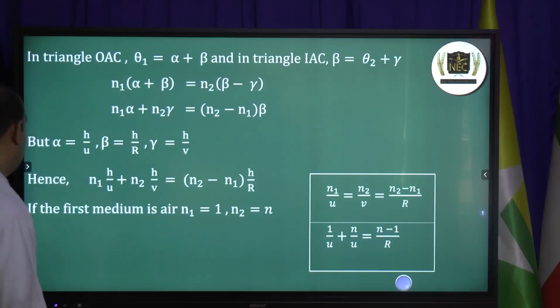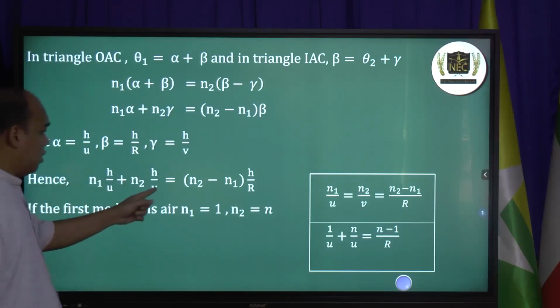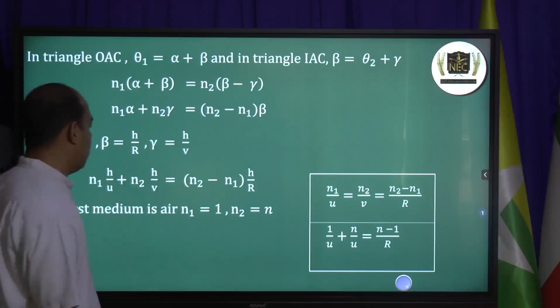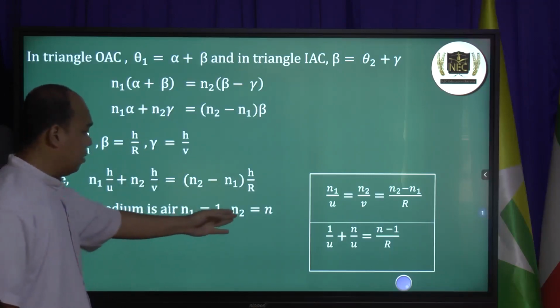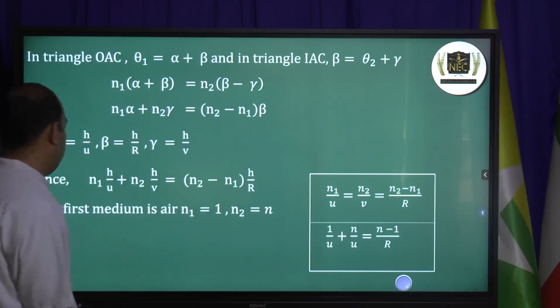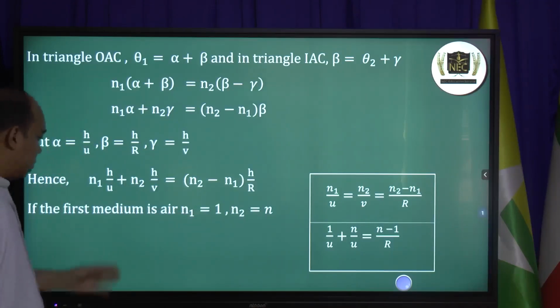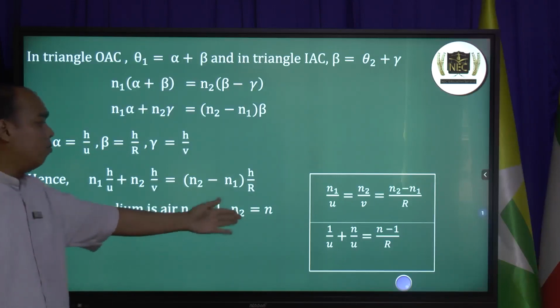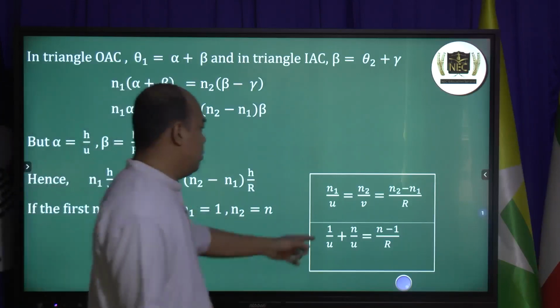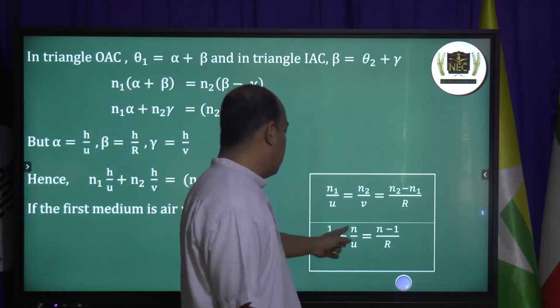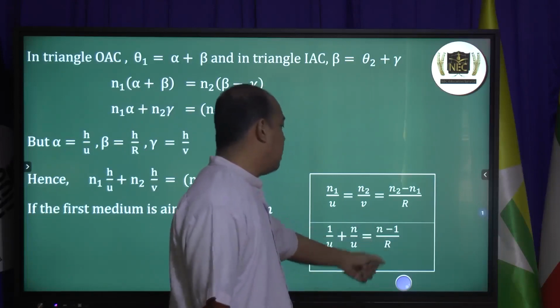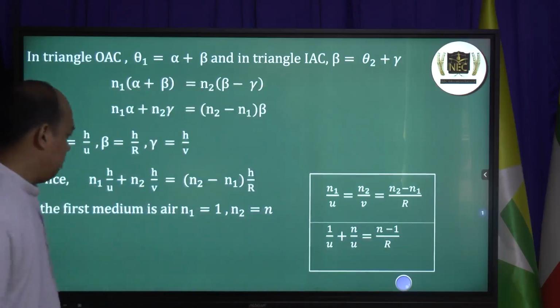Dividing by h, n1 by u plus n2 by v equals (n2 minus n1) by R. Here the first medium has n1 and the second medium has n2. So n1 by u plus n2 by v equals (n2 minus n1) by R.